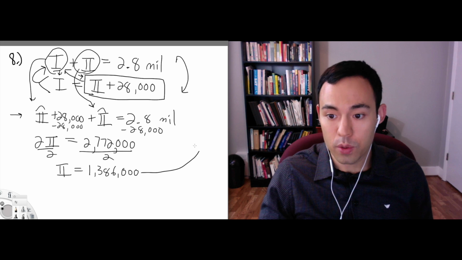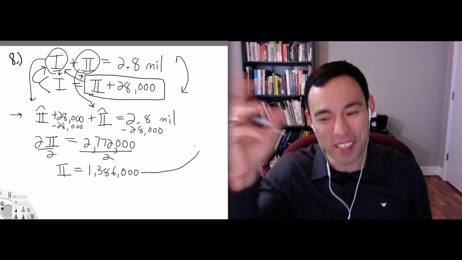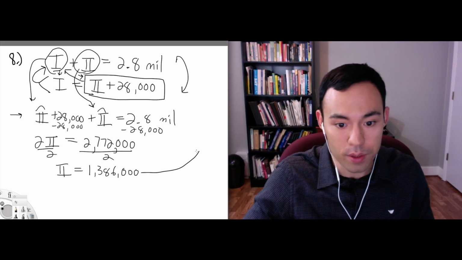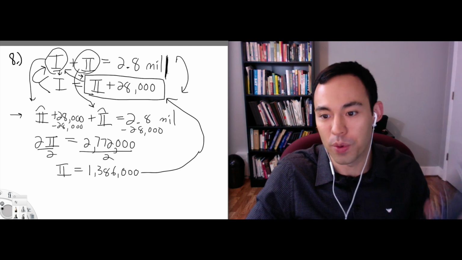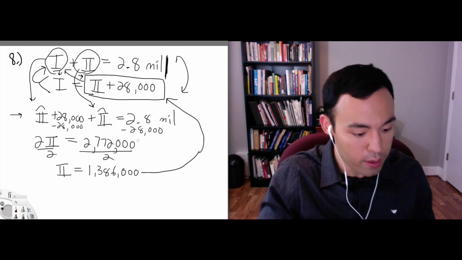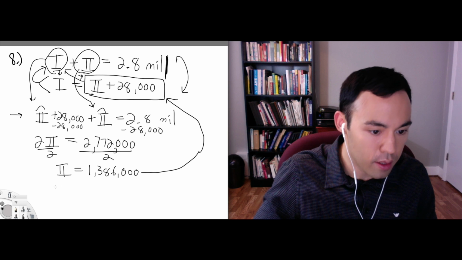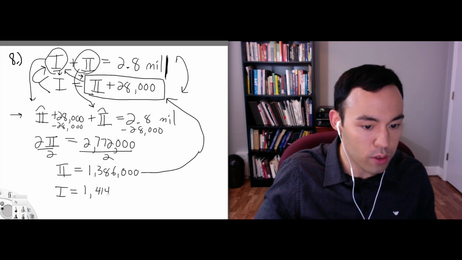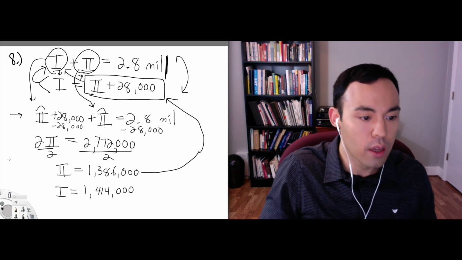Anytime you have a system of two equations and two unknowns, you can then take the unknown that has become known and stick it into either of the equations. This one is nicer because I didn't like typing out 2.8 million in my calculator very much. So we'll just stick that in, add 28 grand to it, and we have that candidate 1 received 1,414,000 votes. Okay, now we're not quite done yet.